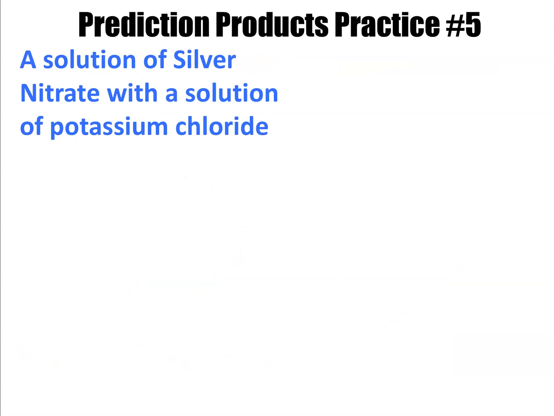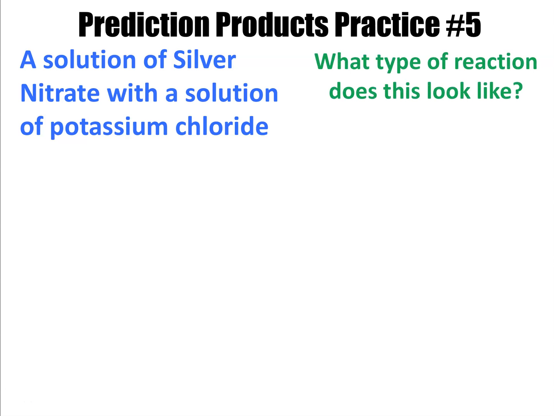Okay. Number 5. So, a solution of silver nitrate with a solution of potassium chloride. So, step 1, obviously it might make life easier to write the reaction out. If you can't see it with words, maybe you'll see it with your formula. But again, hopefully, silver nitrate, potassium chloride, that sounds like 4 things. So it's going to be double replacement.